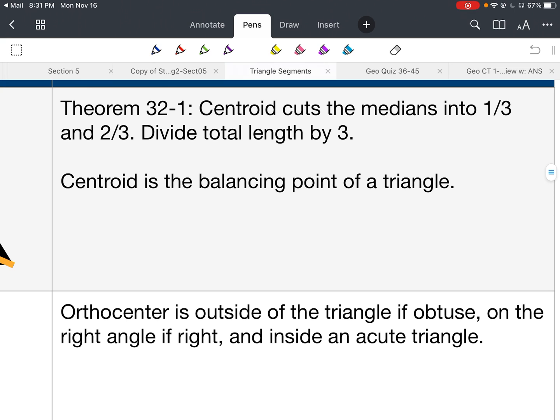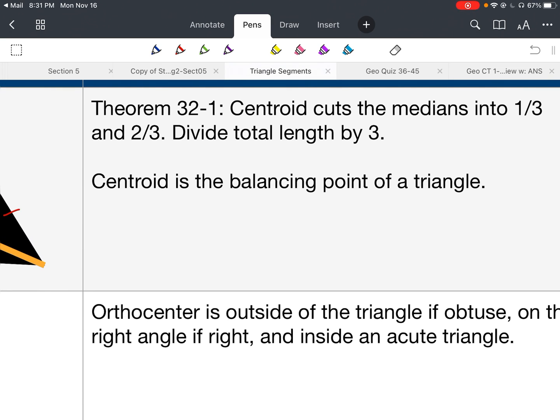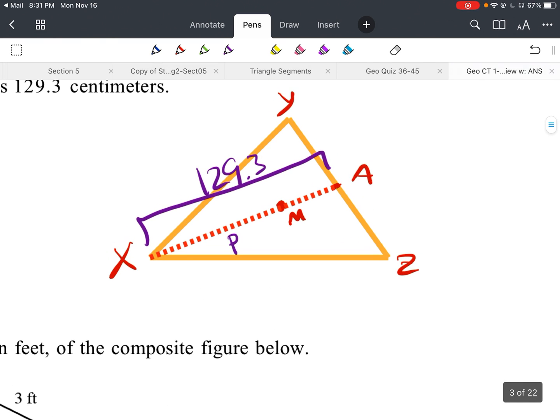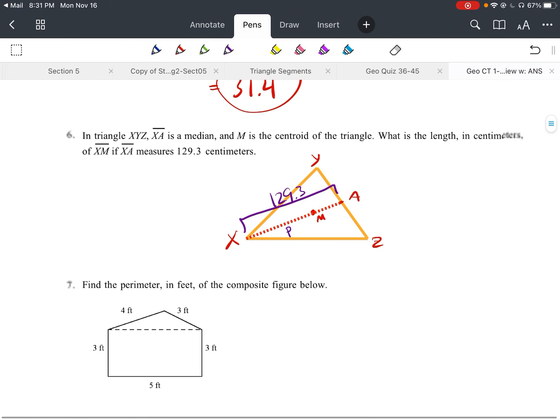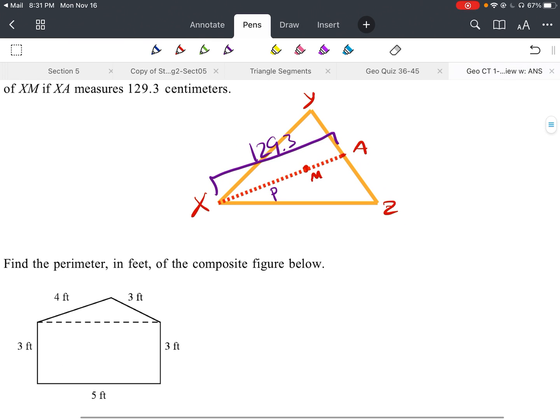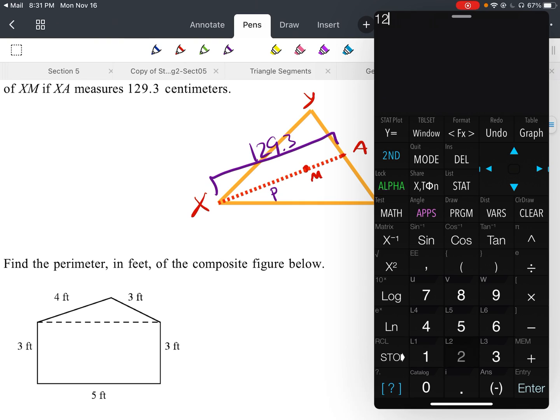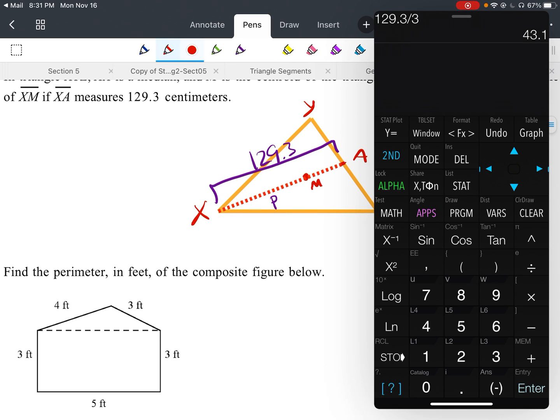and here's the trick. The centroid cuts the medians into 1/3 and 2/3. Divide your total length by 3. And that's what you've got to do on this one. So divide this total length here, 129.3. Just divide it by 3, and that will tell you each of those segments. So let's pull it in real quick. 129.3 divided by 3, and I get 43.1. Okay, so 43.1 is 1/3 of the thing. So that means this little length here is 43.1.